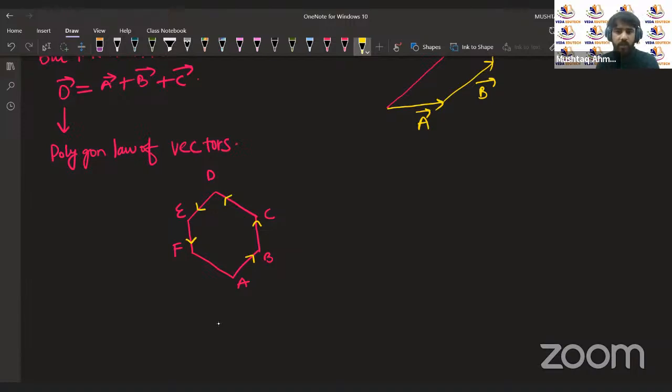But suppose that FA is taken in the reverse order. AB vector, BC vector, CD, DE, and EF, all these five vectors are taken in the same order. But this FA vector, which is taken in the reverse order from tip to tail, represents the resultant of all these five vectors.